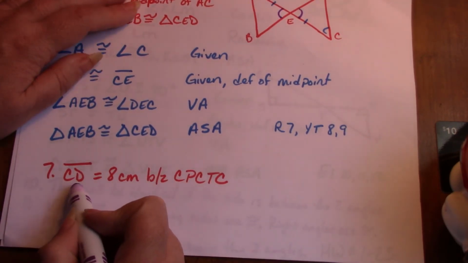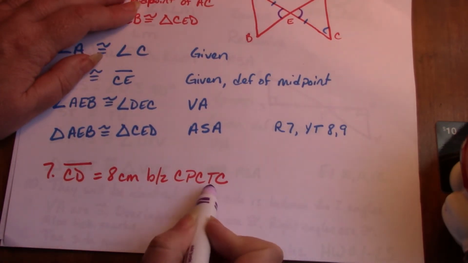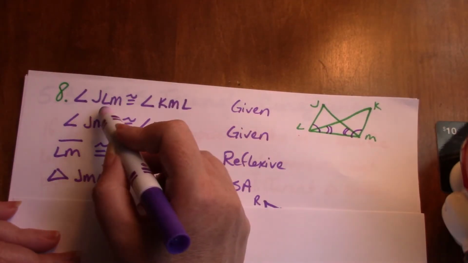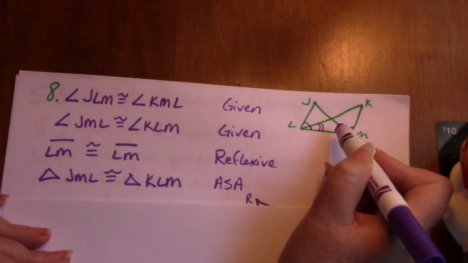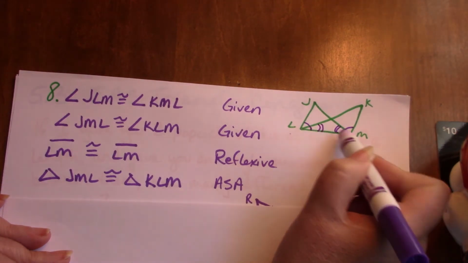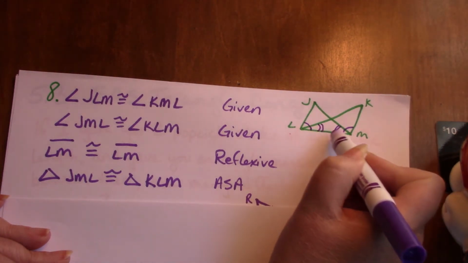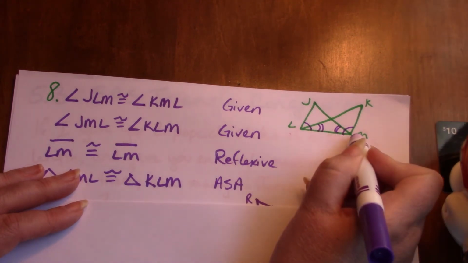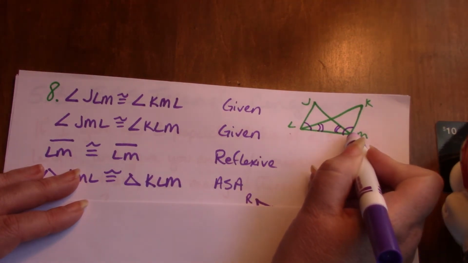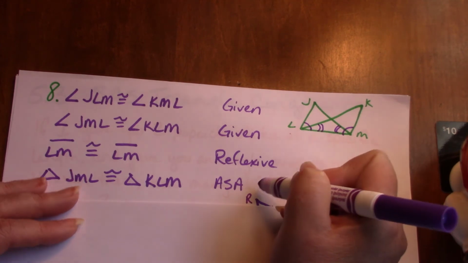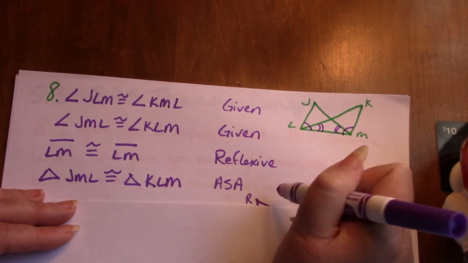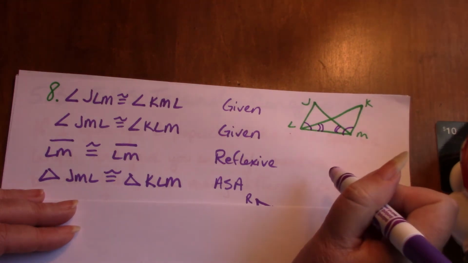Number 7, line CD equals 8 centimeters because of CPCTC. With number 8, we are given that this angle equals this angle and this angle equals this angle. We know that line LM equals line LM because of the reflexive property. And because of that, we know that these two triangles are congruent because of the angle, side, angle theorem.